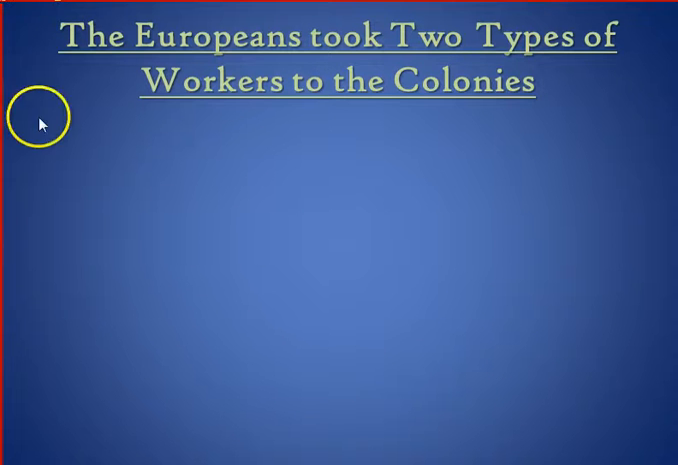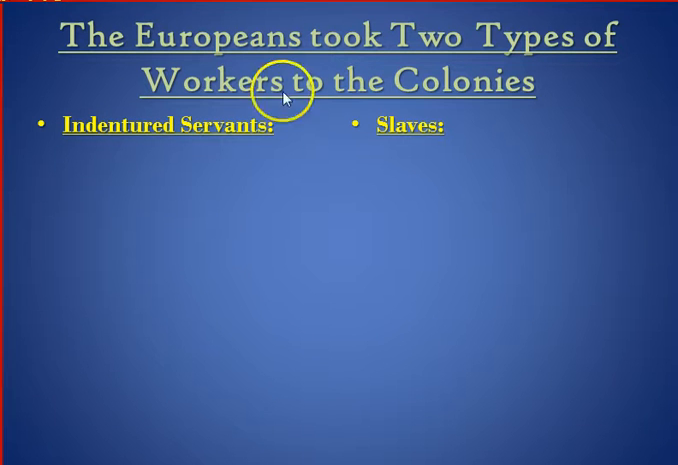So we need to take a look at what type of colonists lived in the colonies during the 1600s and 1700s. And when Europeans settled in America, they took two types of workers to the colonies with them. They took indentured servants and they took slaves. So make a little graphic organizer in your notes section. Make sure and take these notes down, and we're going to take a look at how these are alike and how they're different.